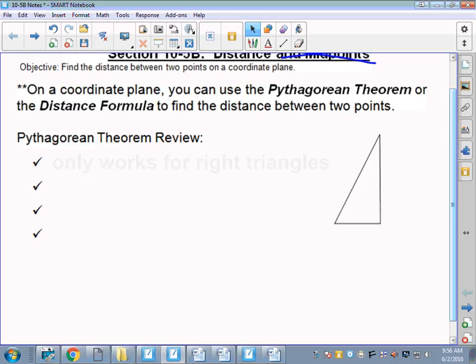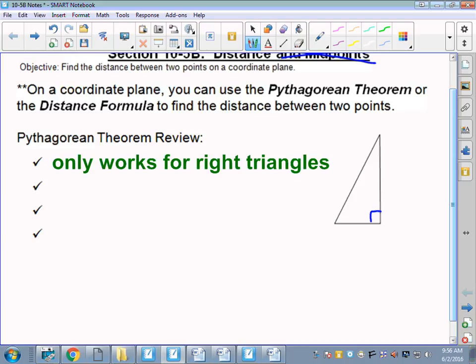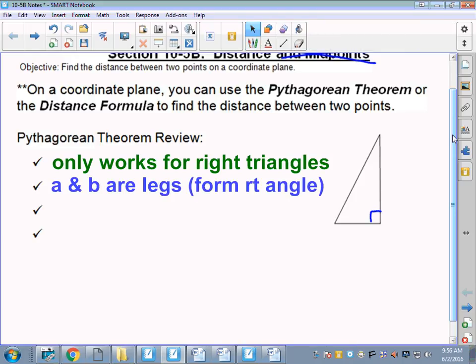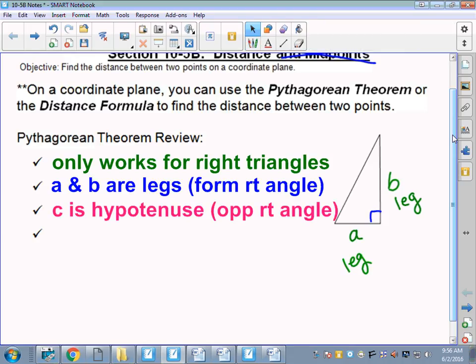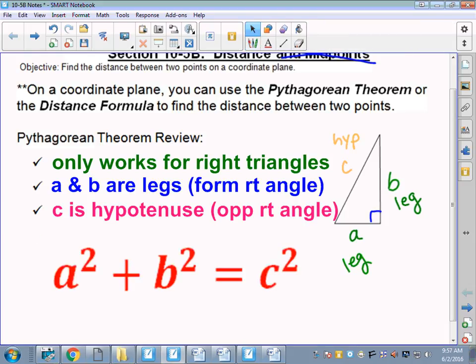So quick Pythag review, it only works for right triangles. We know it's right because we've got the right angle mark. A and B are legs that form the right angle. It doesn't matter which one's A and which one's B, as long as they're the two sides that come together to form the right angle. C is the hypotenuse. And last but not least, the Pythagorean theorem, in case you can't see it, is a squared plus b squared equals c squared.